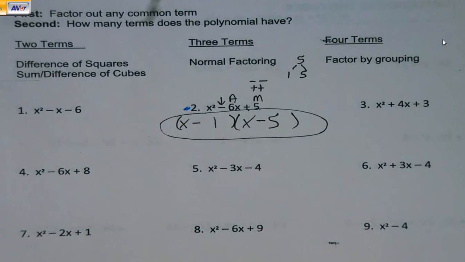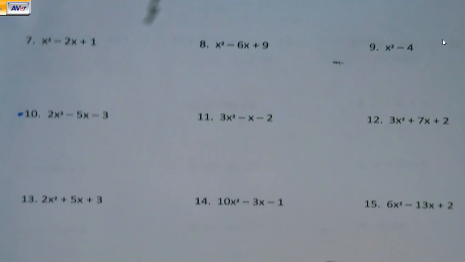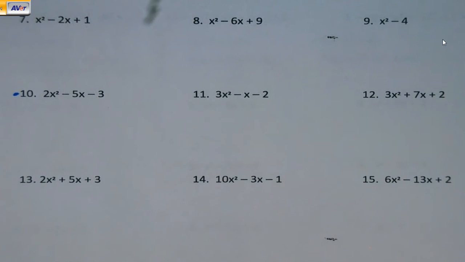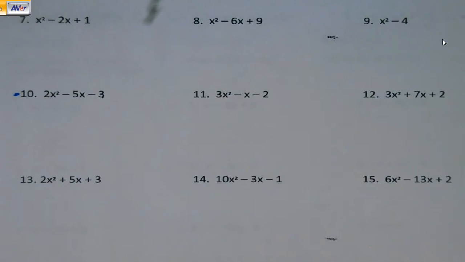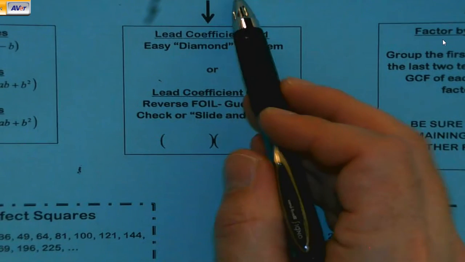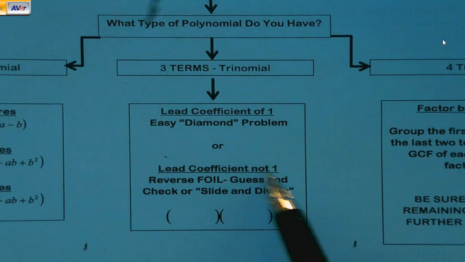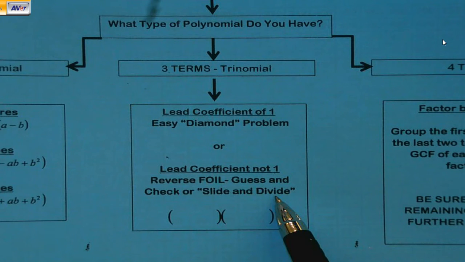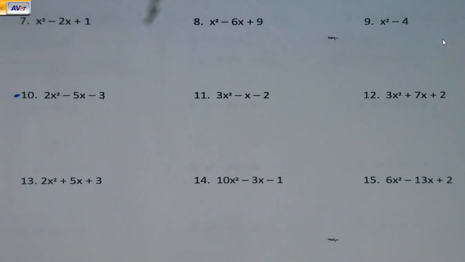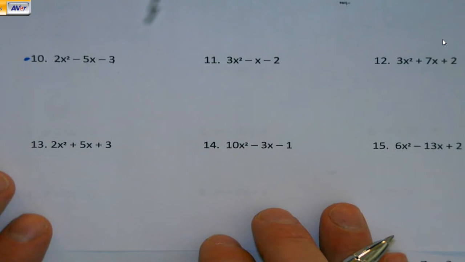So that gets me some background as far as some of those factoring ones that are going to go at the start. Now, what if I get to a 3-termer, and I go through, and I'm like, okay, common, no. So I go, okay, well, what if the lead coefficient is not 1? So with 3 terms, not 1, either I'm going to guess and check, or I'm going to slide and divide. So again, like what we did yesterday, I'm going to run through both of these just to give you some options again.